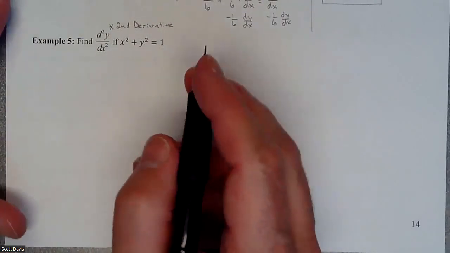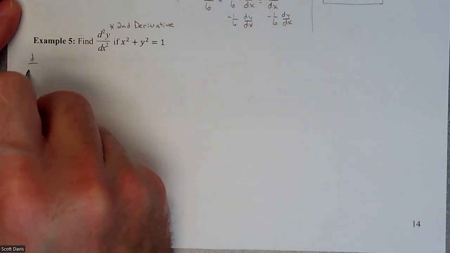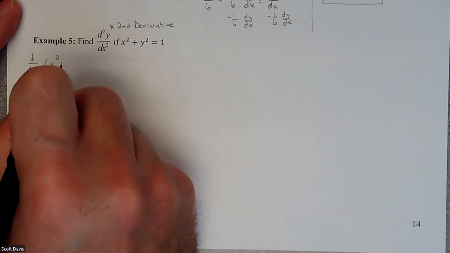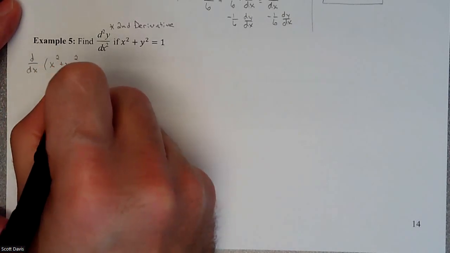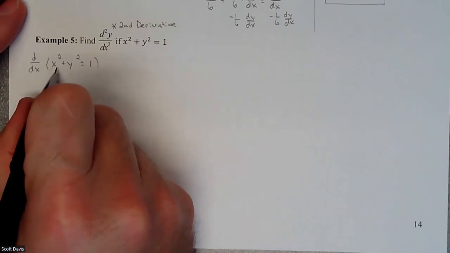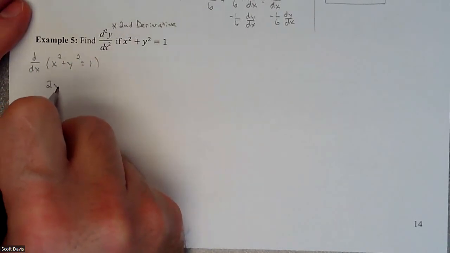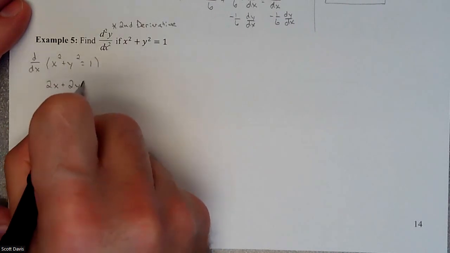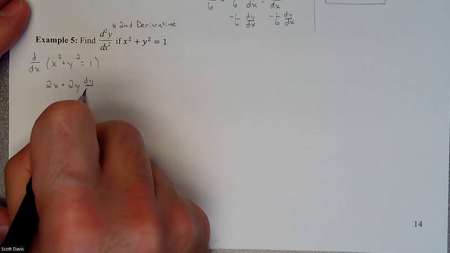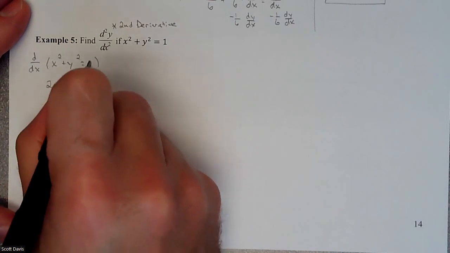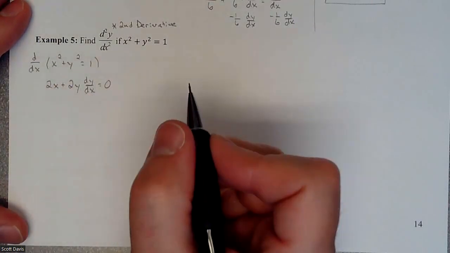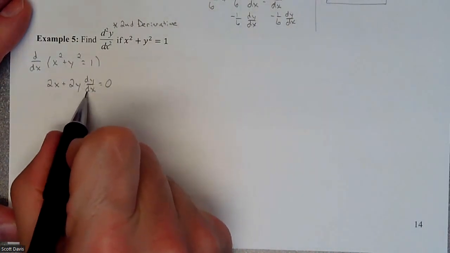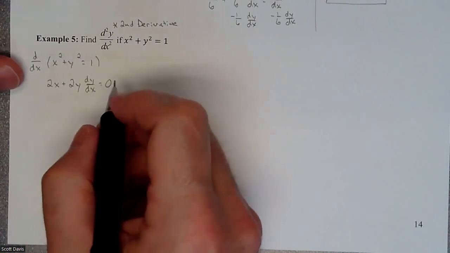So let's just start. The derivative of this circle, x squared plus y squared equals 1. If we do the derivative of x squared, we're going to get a 2x, plus the derivative of y squared, which is 2y dy dx. And then the derivative of 1 is 0. All right, so in order to do the second derivative, we need to get dy dx by itself.